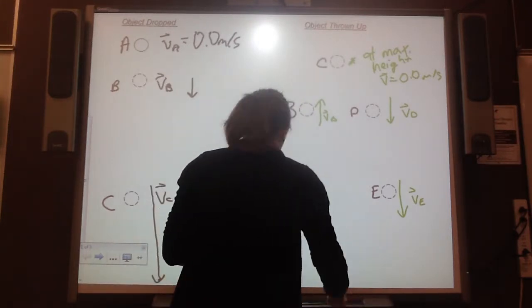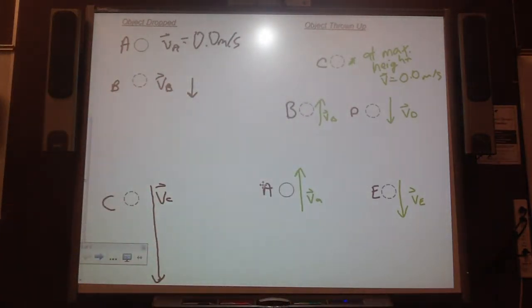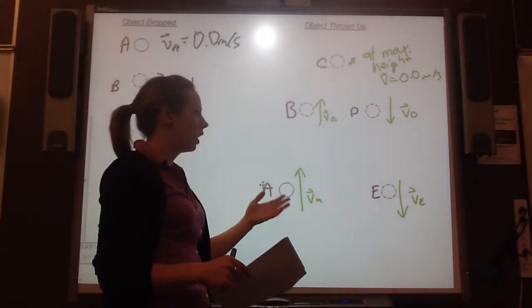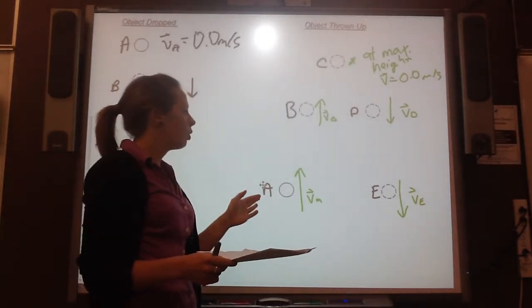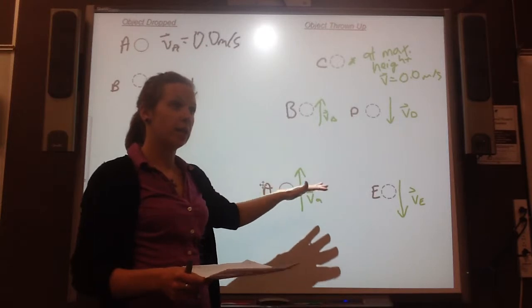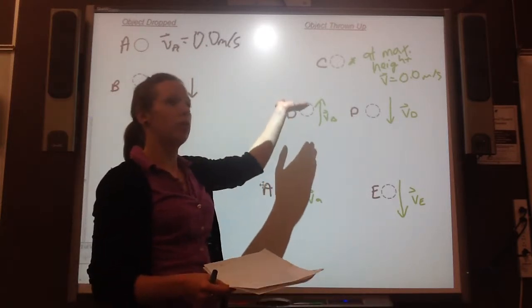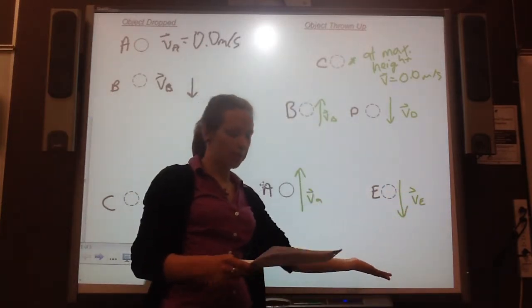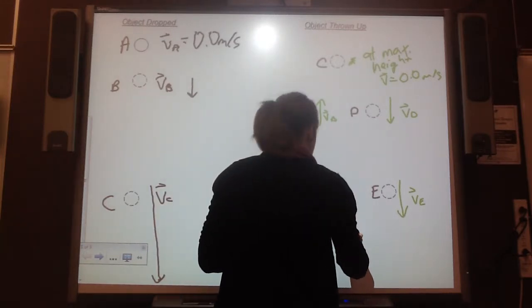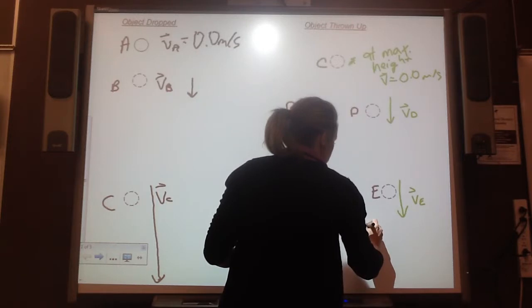Now, there are some relationships we can make here. So say you are given VA and you need to figure out VE. Well, we're going to assume that A and E are actually at the same height. One is just when it's being thrown up, and the other is when it's coming back down. So we can say that VA is equal to negative VE.